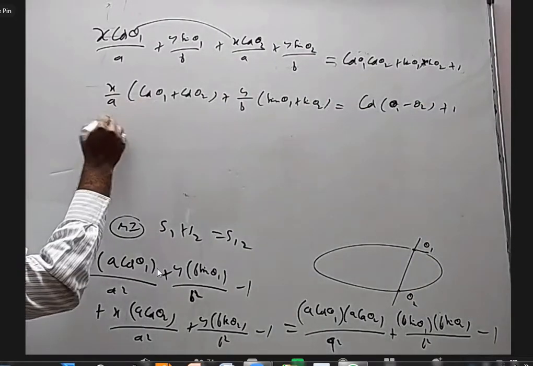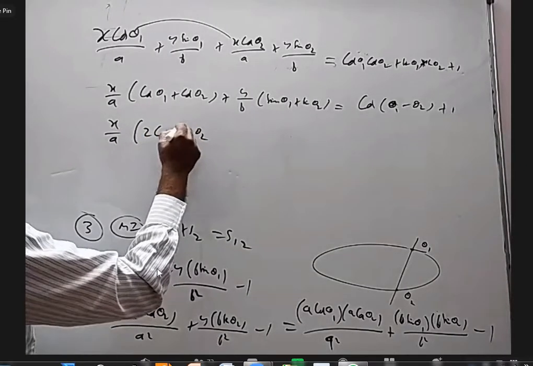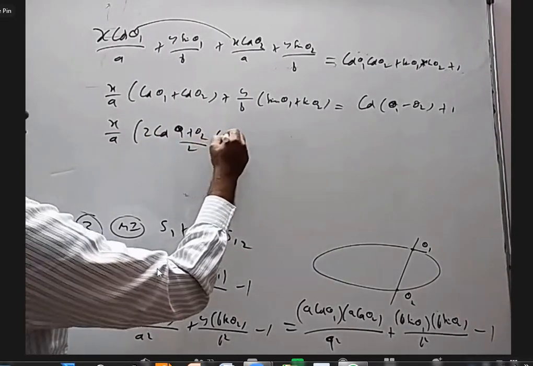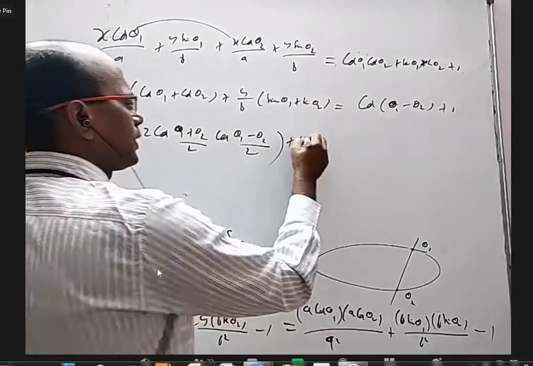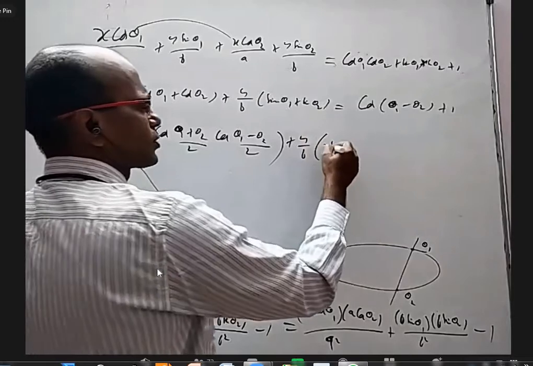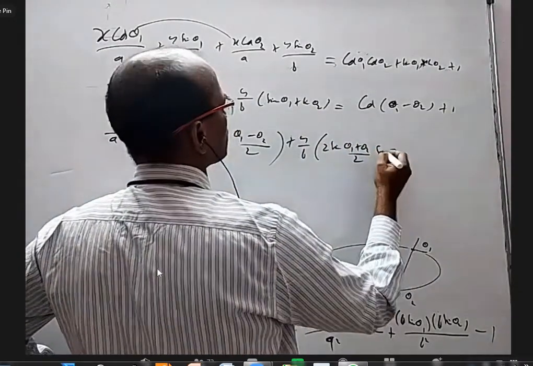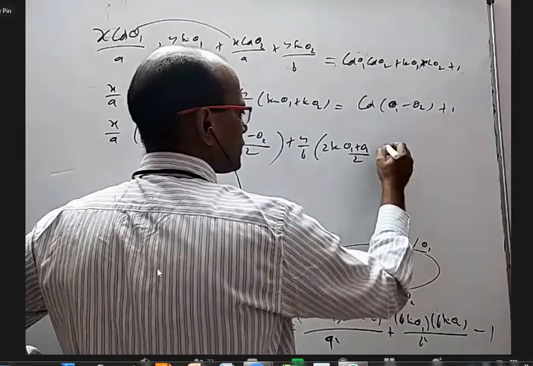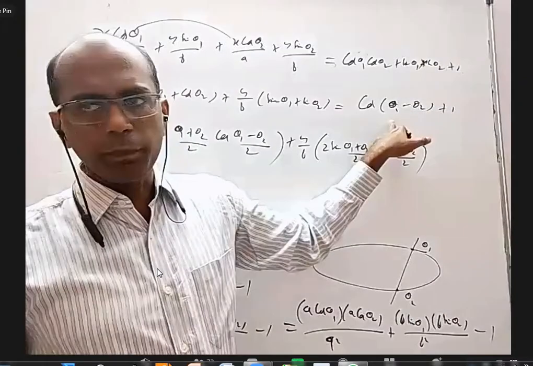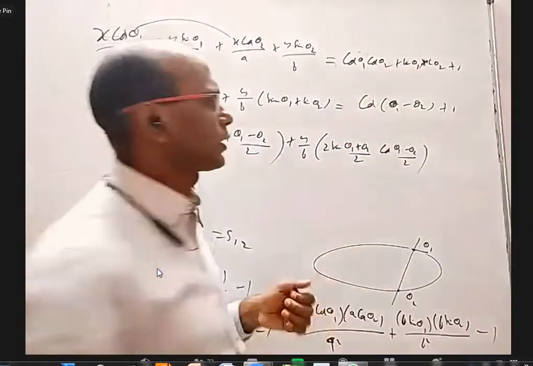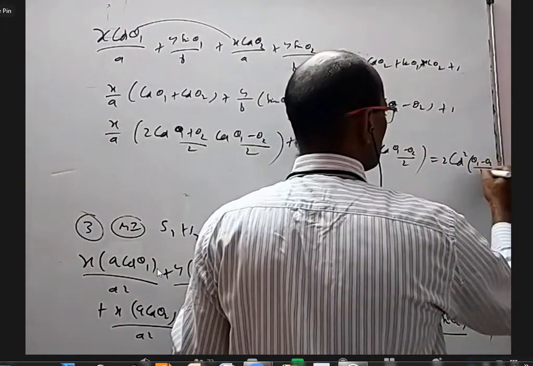Now I can apply transformations here. 2 cos theta 1 plus theta 2 by 2 into cos theta 1 minus theta 2 by 2. Y by b into sin C plus sin D transformations: 2 sin theta 1 plus theta 2 by 2 cos theta 1 minus theta 2 by 2. This is like 1 plus cos theta, 1 plus cos theta I can write as 2 cos square theta by 2. So it will be 2 cos square theta 1 minus theta 2 by 2.